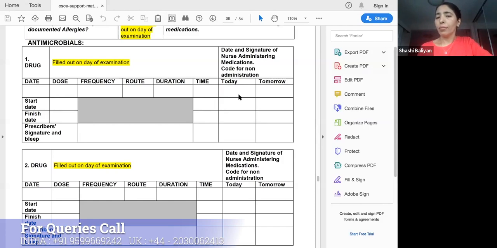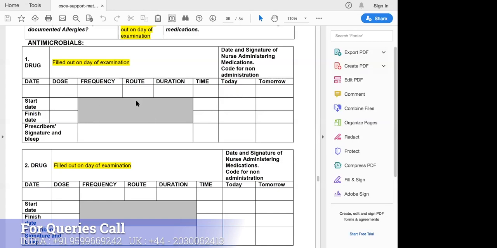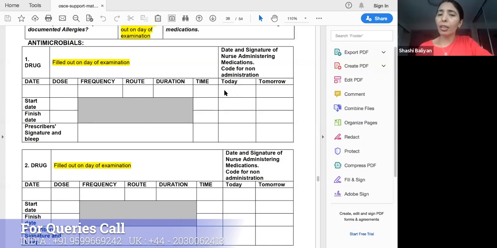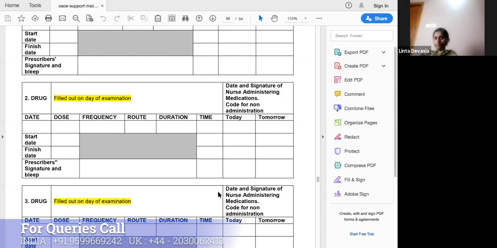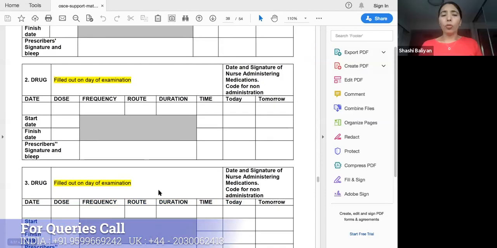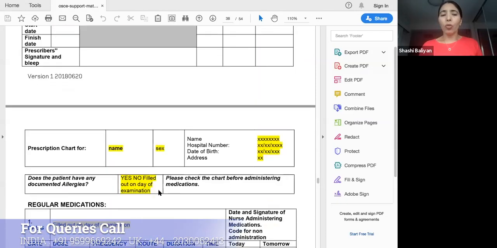Okay. If I'm not able to give a medication for any particular reason, I'm going to mention that reason over here and sign it. Got it? Yes. Good. So the same way it is going to carry on. All of the medication is going to be over here.